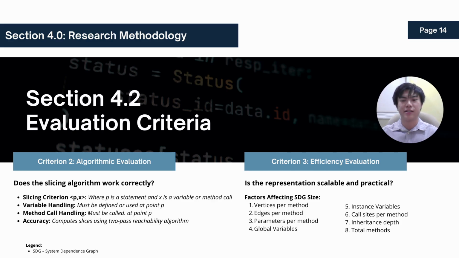The last criterion is efficiency evaluation. This criteria basically discusses whether the representation done within the research is scalable and practical. So in order to evaluate this, we have to look at the size of the SDG, for example. So we need to take into account vertices per method, edges per method, parameters per method, global variables, instance variables, call sites per method, inheritance depth, and total methods in order to calculate the size of the slicing or SDG. And if it's too large, then it's not exactly scalable and practical.